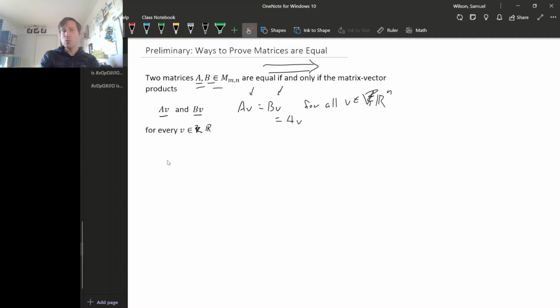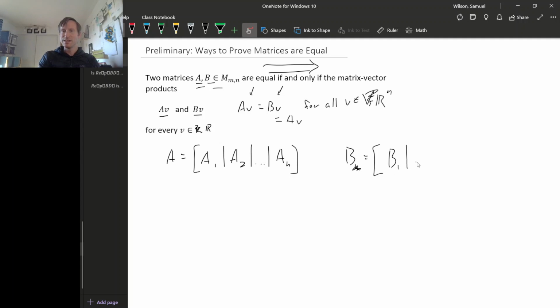So to see why this is true, first let's write A in terms of its columns. So let's say its columns are A1, A2, and so on down to An. There's going to be n of them because it's m by n, so there are n columns. And let's do the same thing with B. Let's write it in terms of its columns, B1 down to Bn. These vertical lines, I'm not implying that somehow these are augmented matrices representing a system. I'm just separating the columns, the symbols that I'm using for each column.